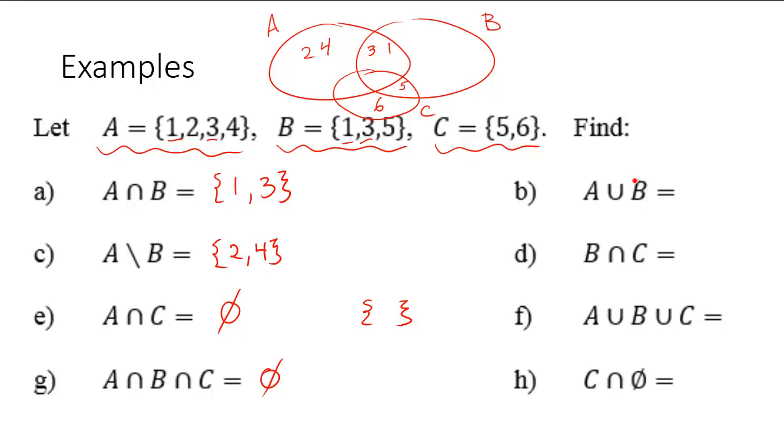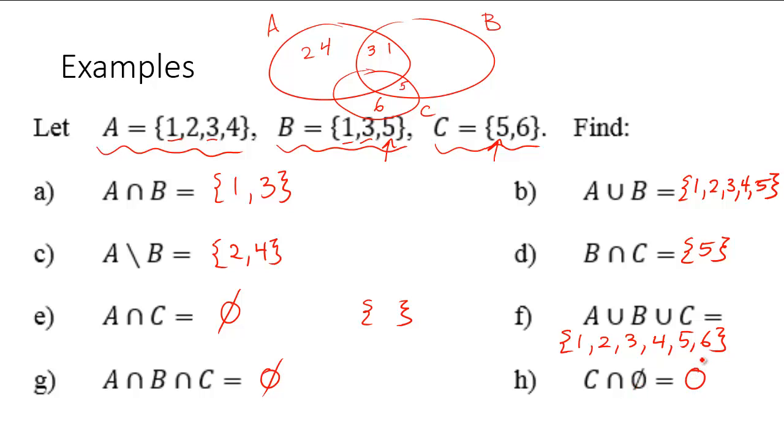A union B is everything that's in A and in B. So we've got 1, 2, 3, 4, and 5. You don't need to repeat any elements. B intersect C. So what's in common between B and C? Well, 5's in common between B and C. A union B union C is what's in all of them. So 1, 2, 3, 4, 5, and 6 are all of the elements in all three of those sets. And finally, C intersect empty set. So what is common between C and a set of nothing in it? Well, there's nothing in common. So that's also an empty set.